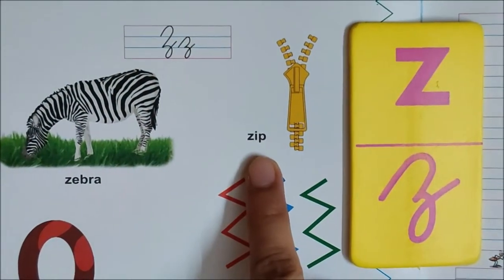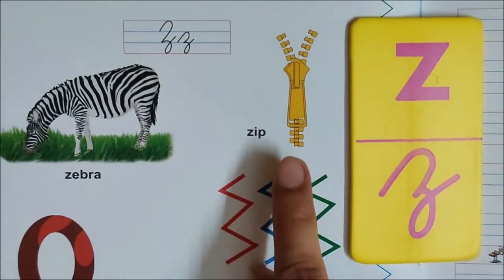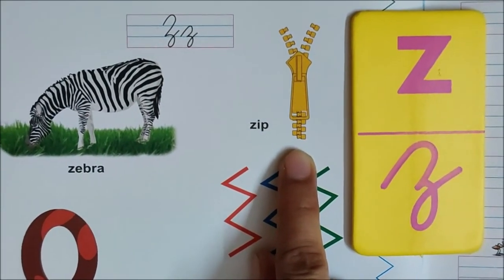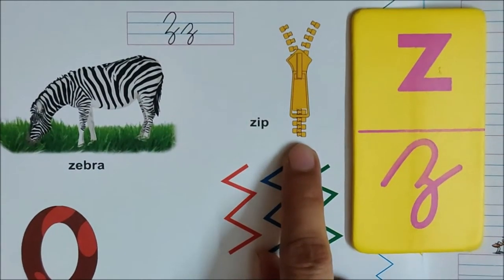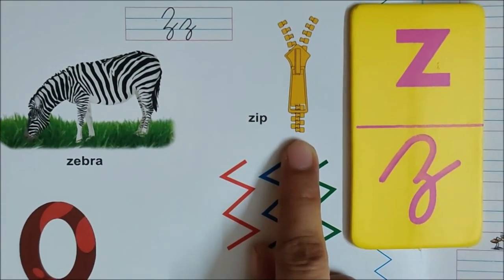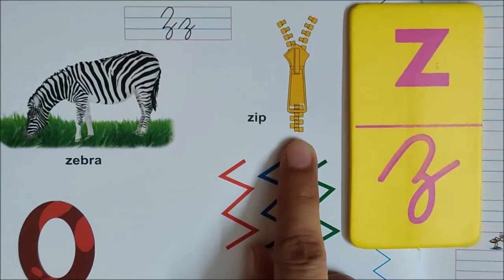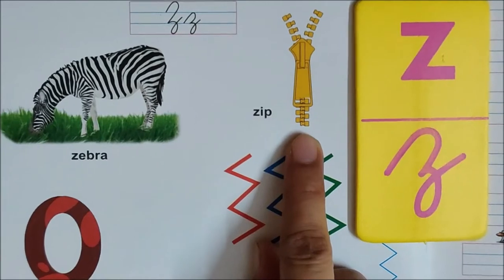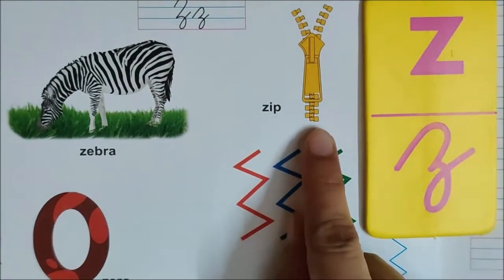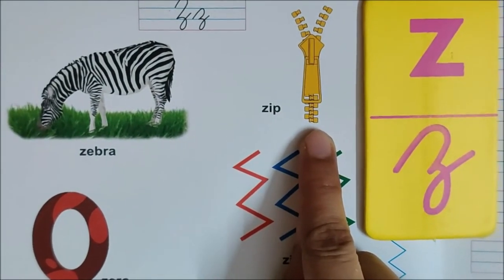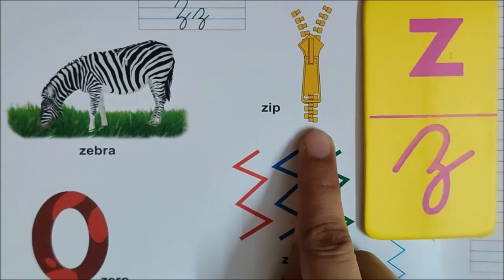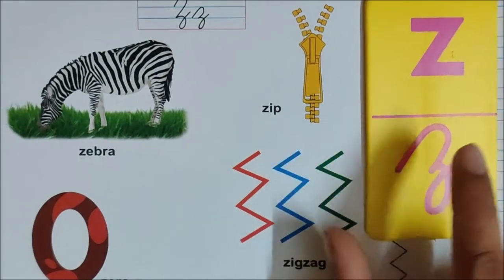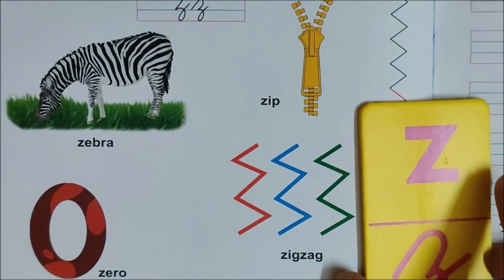Z's a zip. Children, on what things do you find Z's a zip? You find zip on a bag, jeans, even your color pencil pouch has zip. Z's a zip. Children, take your color pencil pouch and open it and say Z's a zip. Now let us look at the next picture.